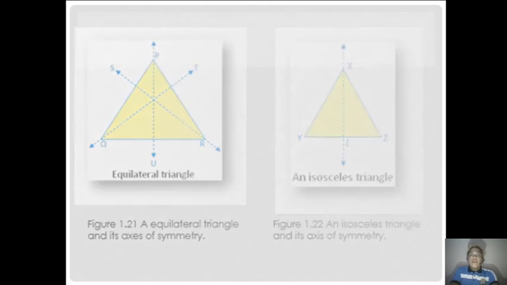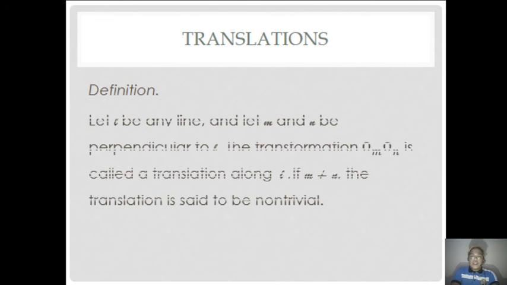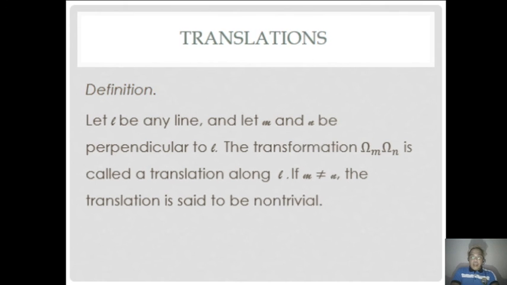Now let's move on to translations. Translations, in layman's terms, is just the moving of an object. So here's the formal definition as provided by the book. Let L be a line and let M and N be perpendicular to L. The transformation omega M omega N is called a translation along L. If M is not equal to N, the translation is said to be non-trivial. Here's the illustration.